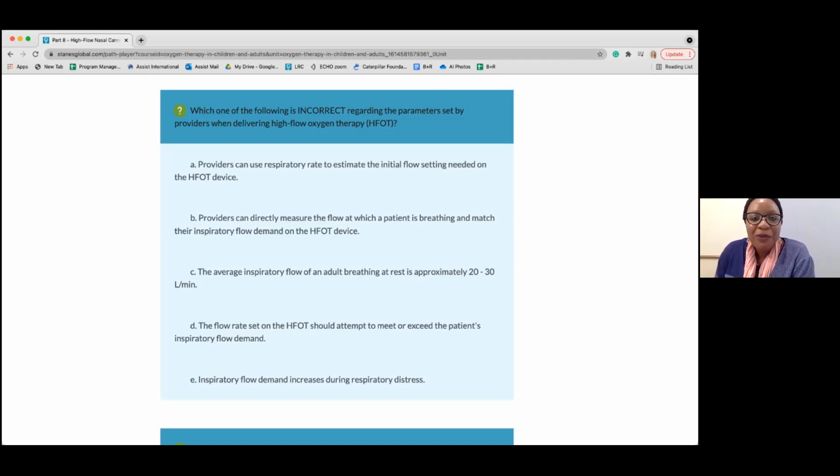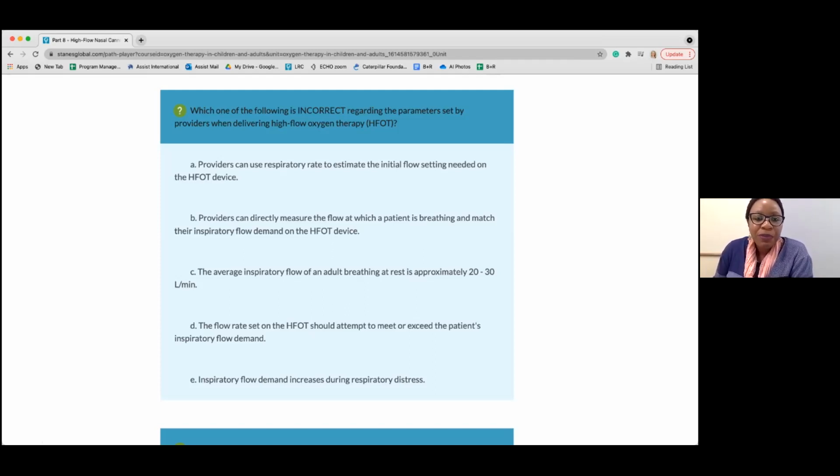Okay, so here we've got the poll results. So it's quite a mixed picture. I think that the majority, 46%, said the incorrect answer is that providers can directly measure the flow at which a patient is breathing and match the inspiratory flow demand on the high flow device. So 46% say this is the incorrect answer.